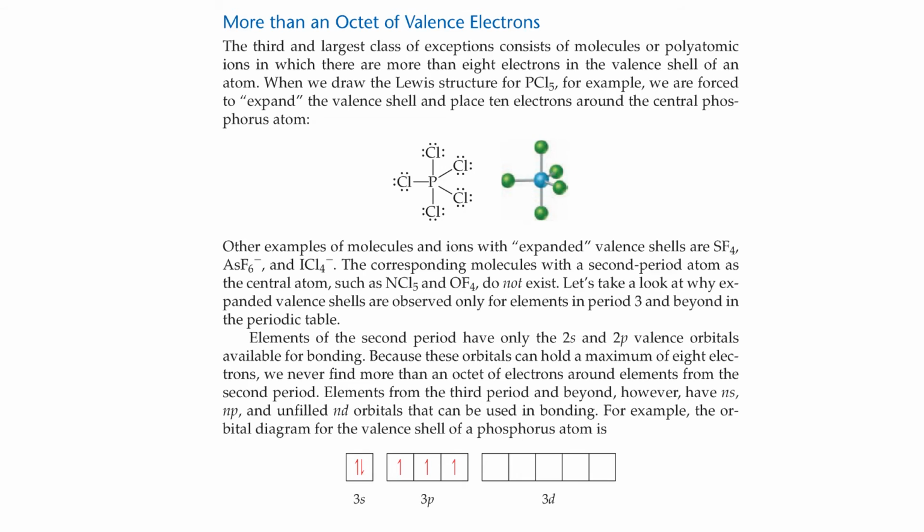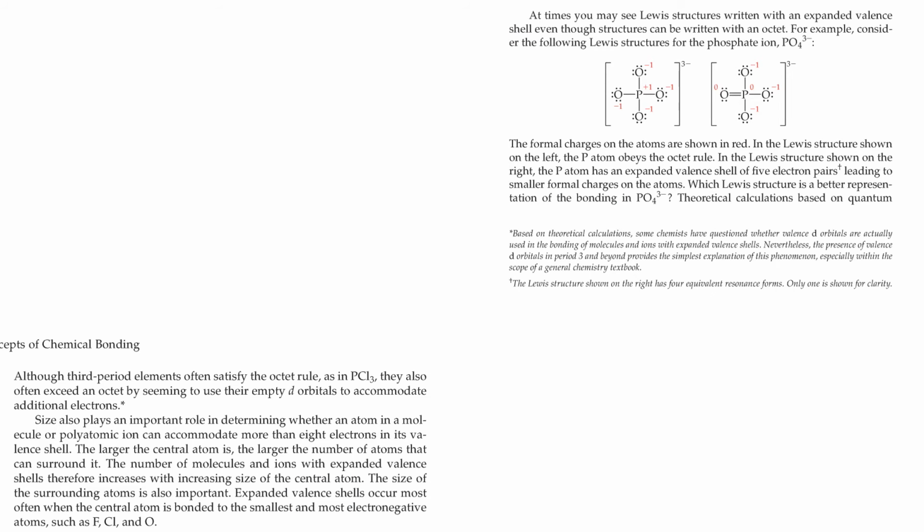For example, the valence shell of a phosphorus atom is 3s2, 3p3. Although the third period elements often satisfy the octet rule, as in phosphorus trichloride, they often exceed the octet by seeming to use their empty d orbitals to accommodate additional electrons. Size also plays an important role in determining whether an atom in a molecule or polyatomic ion can accommodate more than 8 electrons in its valence shell. The larger the central atom is, the larger the number of atoms that can surround it. The number of molecules and ions with expanded valence shells therefore increases with increasing size of the central atom.